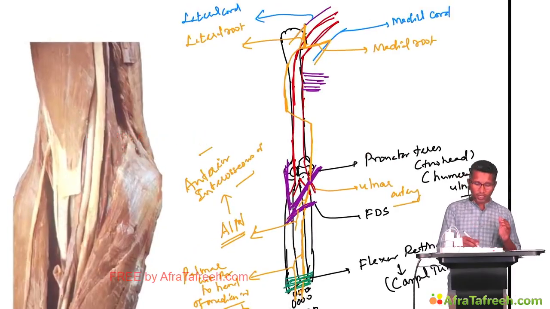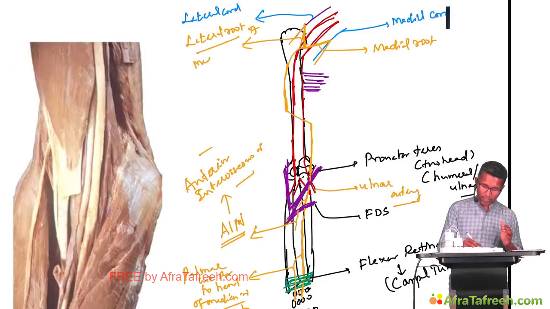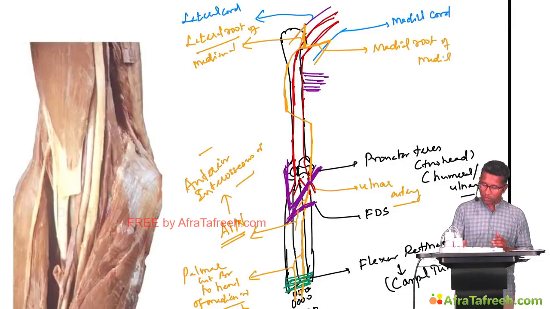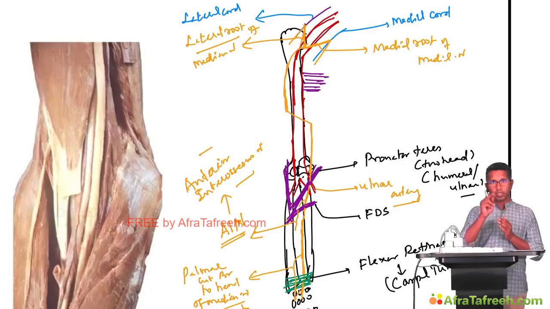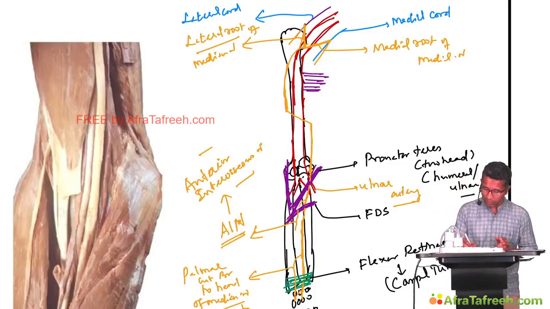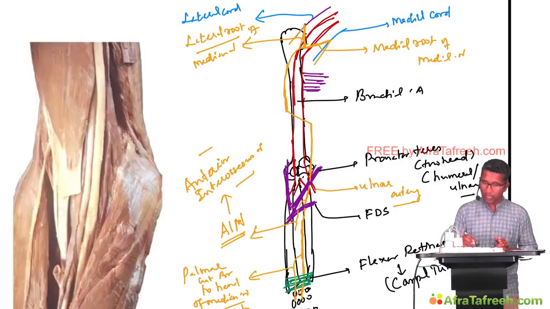The median nerve arises from the lateral root and from the medial root. They arise from the lateral cord and the medial cord respectively. They fuse in the formation of M. They form a pattern of M there. After that, the nerve initially runs on the lateral aspect of the brachial artery. So what is this artery? This artery is brachial artery. So initially it runs on the lateral side of the brachial artery.